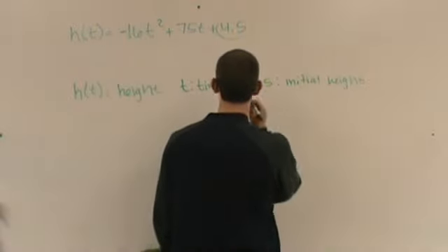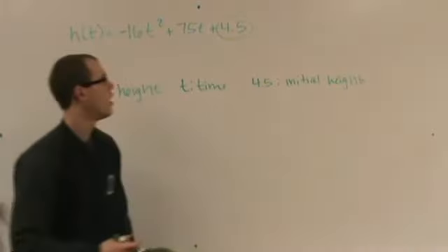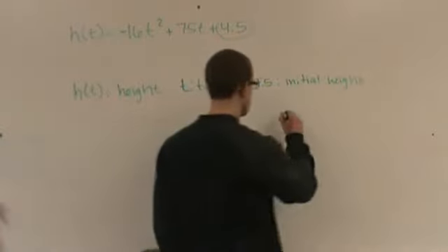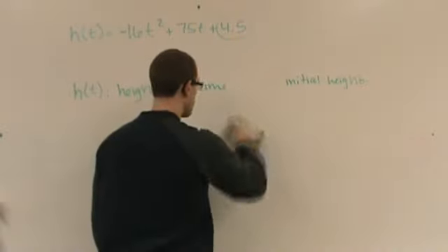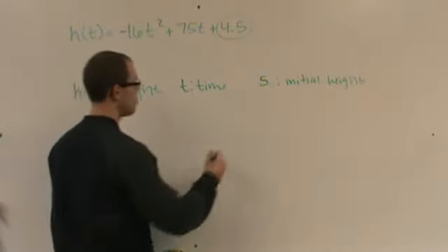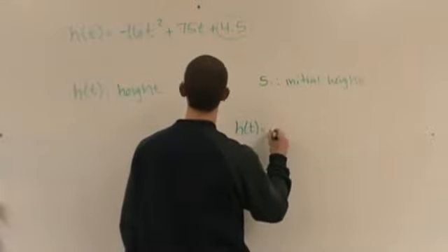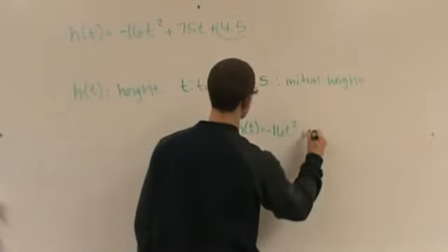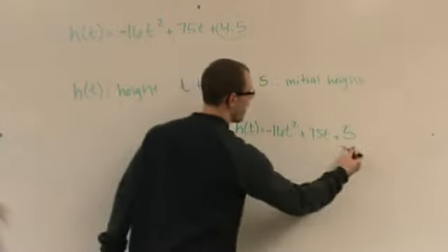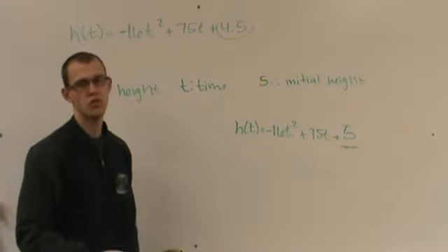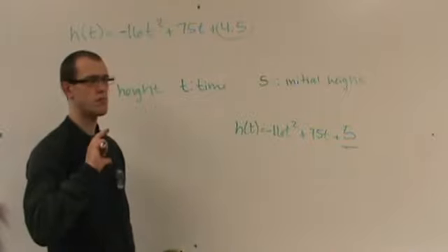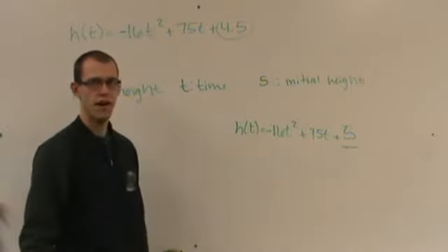So, let's do this instead. Let's write an equation with an initial height of 5. So, initial height, instead of 4.5, I want it to be 5. So how would my equation change? What I would do, write h of t equals negative 16t squared plus 75t plus 5. 5 because we wanted an initial height of 5. So we're starting 5 feet off the ground when we throw our ball. So I'm about 6 feet. I'd be throwing my ball from right about here. Okay? Initial height of 5.